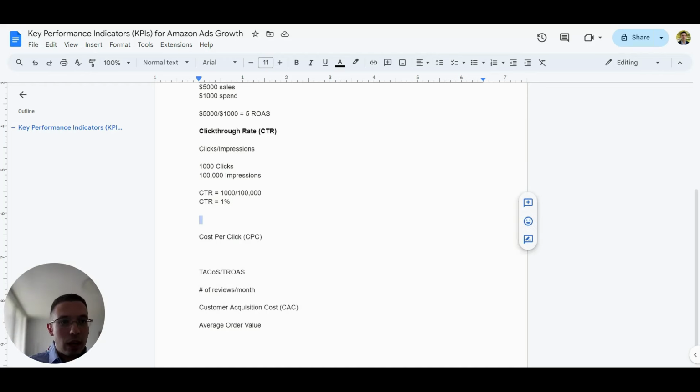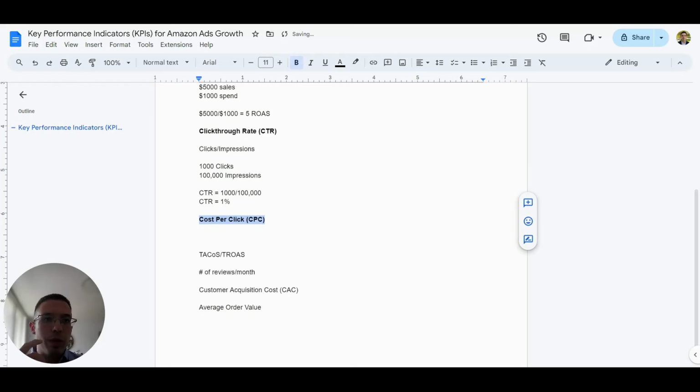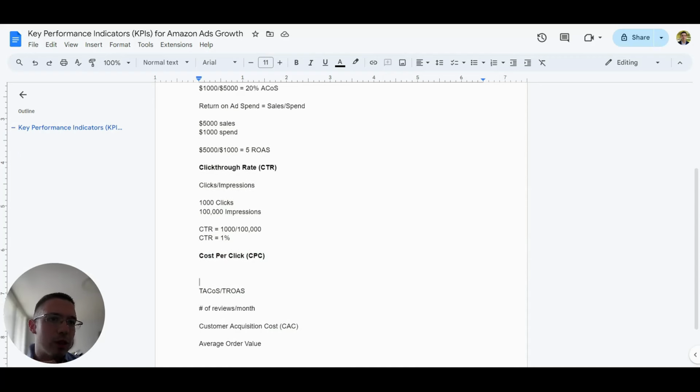Again, fairly simple KPI. Not much you can really do about it. This is where bidding strategy comes in. This is where placement comes in. This is where any different strategies you want to run, any different ad types, they'll have different cost per clicks, and you can play around with those. But this is one of the metrics that all the other metrics are derived from.